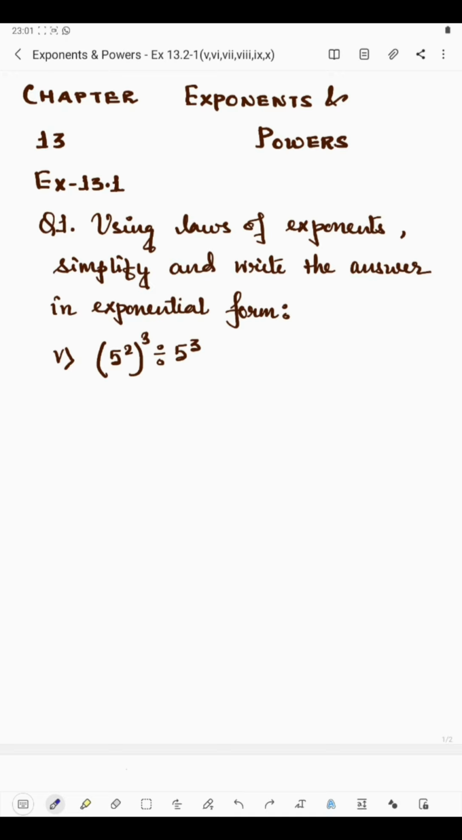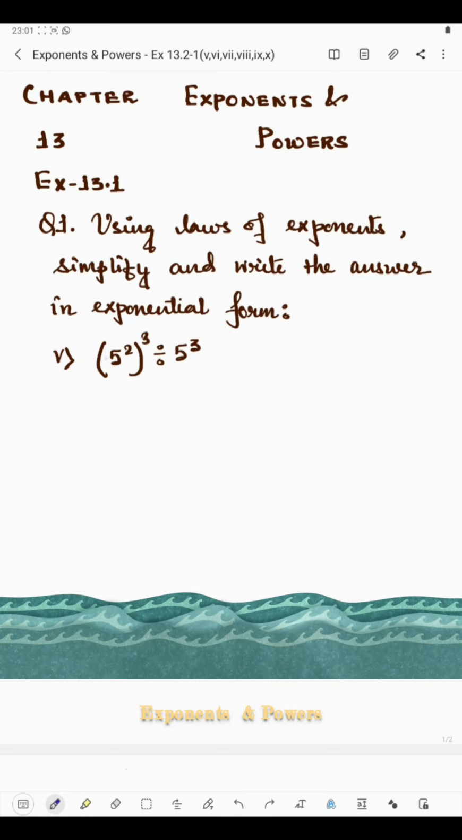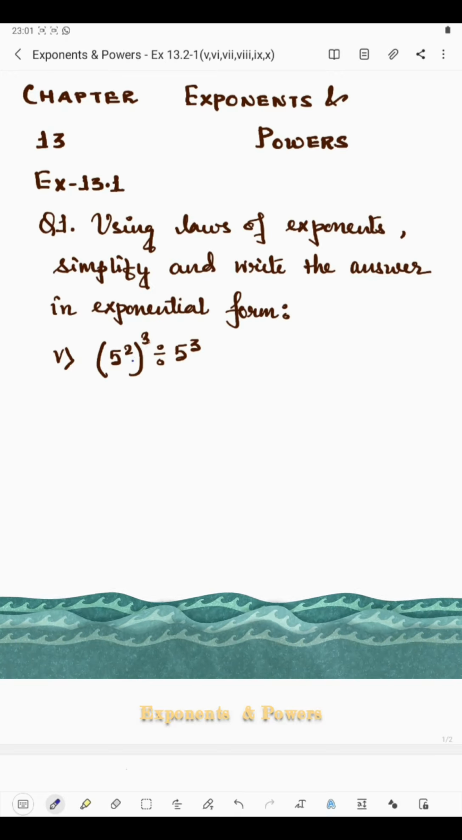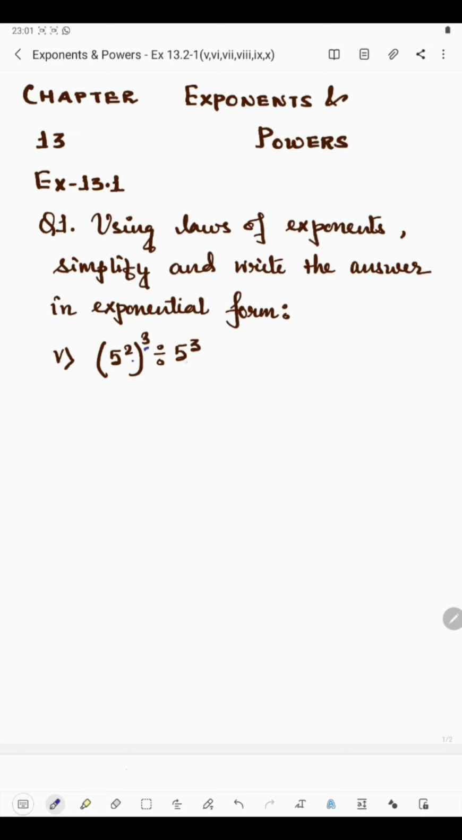Now coming to fifth part. In fifth part we have 5 raised to the power 2 whole to the power 3 divided by 5 raised to the power 3. So here we can see that we have two powers, okay? 5 raised to the power 2 and whole to the power 3. So according to the law, if a raised to the power m and whole to the power n, then we can multiply these two powers, okay?